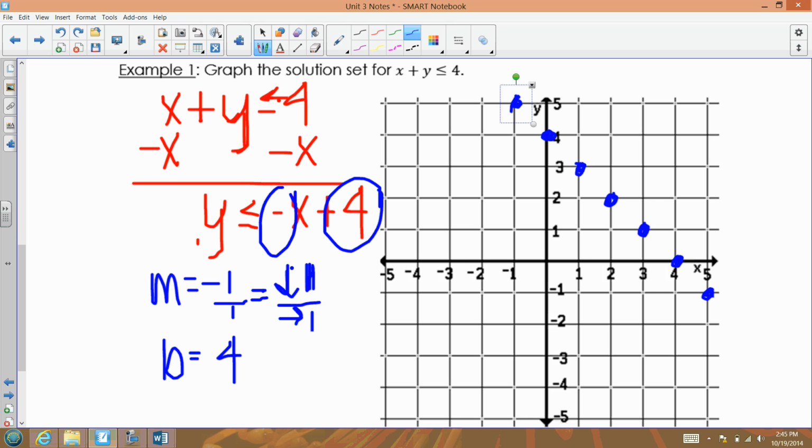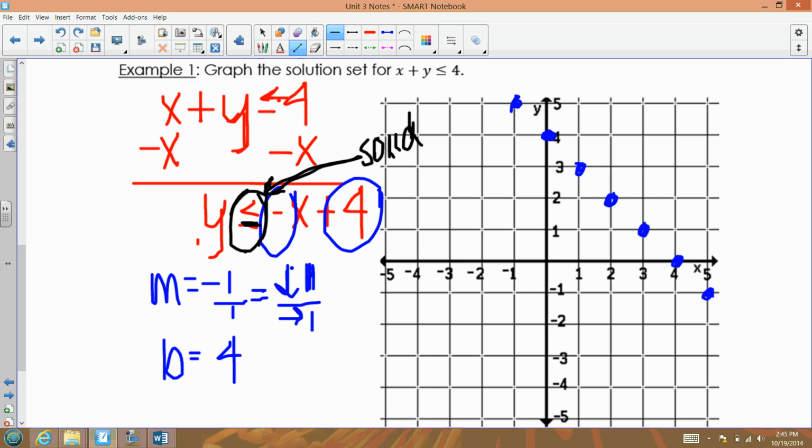And then I look at my sign. So I look at my inequality sign. My inequality sign is saying y is less than or equal to. So since it has the less than bar, that means it's going to be a solid line. So you're going to go ahead and you're going to graph a solid line. So a solid line through these points. We can go ahead and we can put arrows on them.